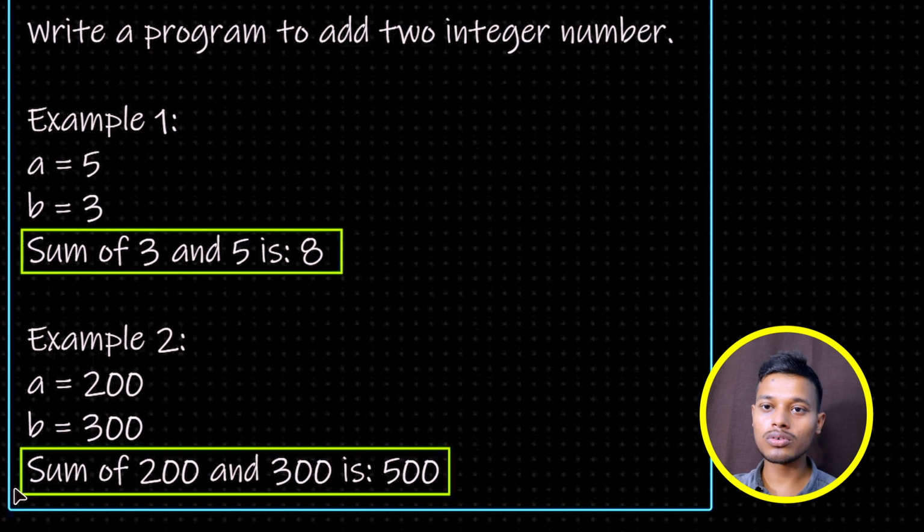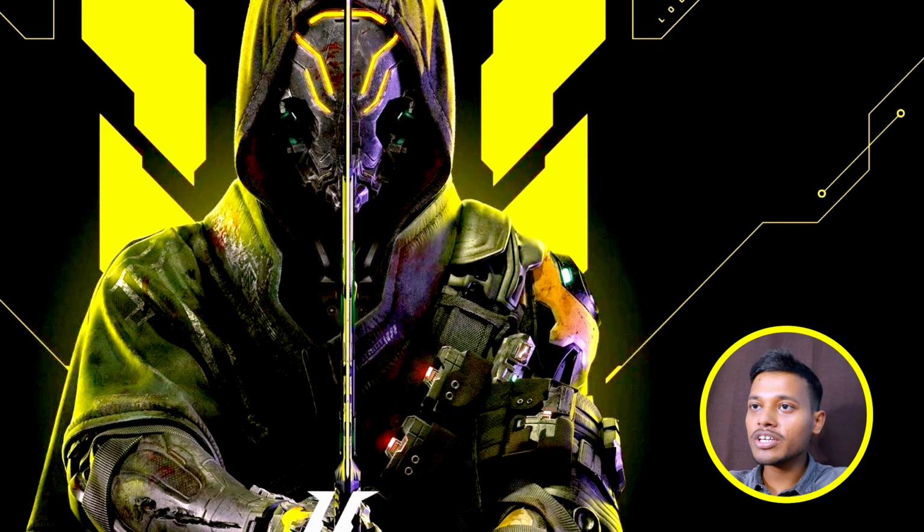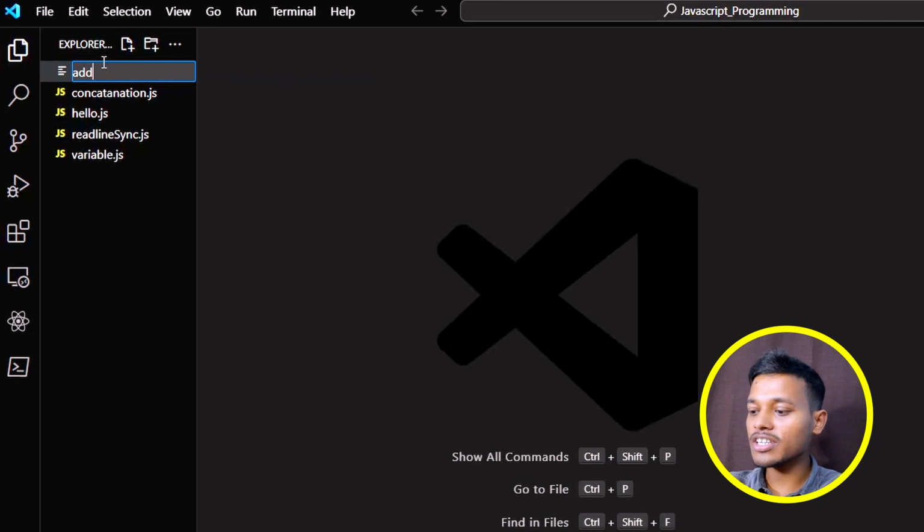Now let's jump to the VS Code editor so we can write the program there. Let me create one file named add. I am doing this in JavaScript, so the extension is js. I will write add.js and hit enter. I am ready to go.